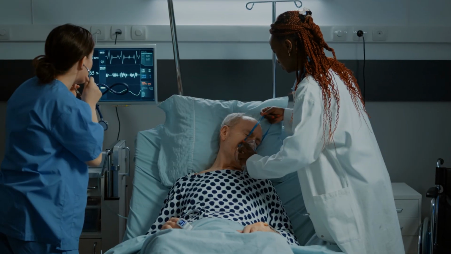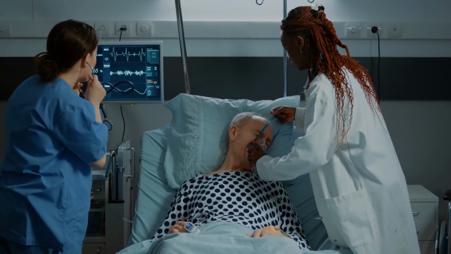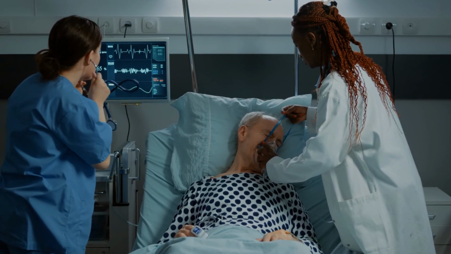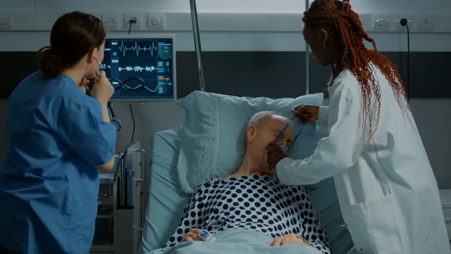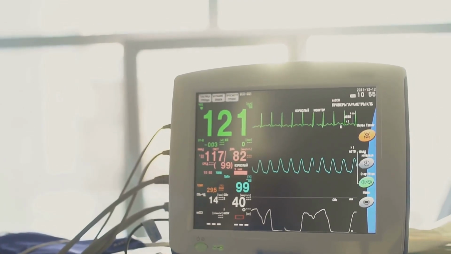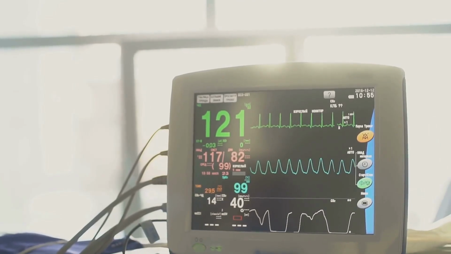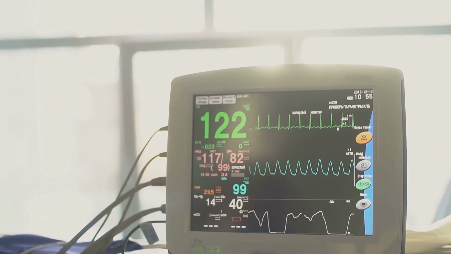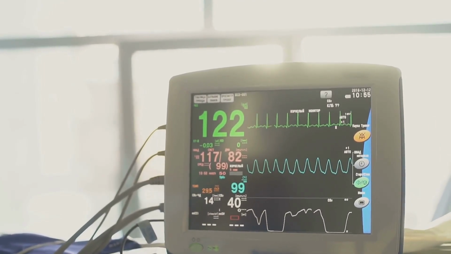The third step is assume. Based on what you have seen and what you have been told, you now form a working hypothesis. For example, if you see a high heart rate and low blood pressure in a patient who tells you they feel dizzy and have had a fever, you might assume they are developing sepsis.